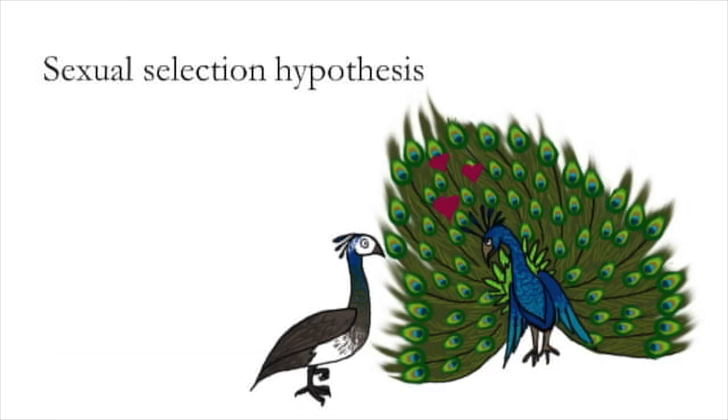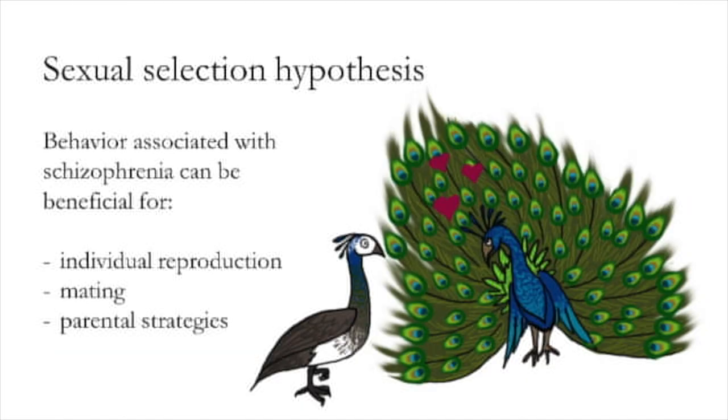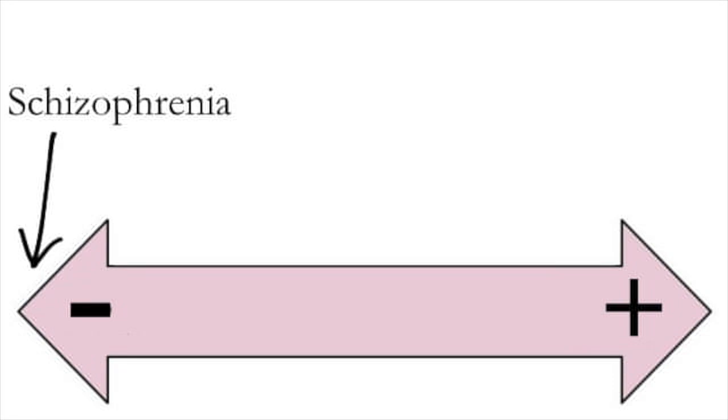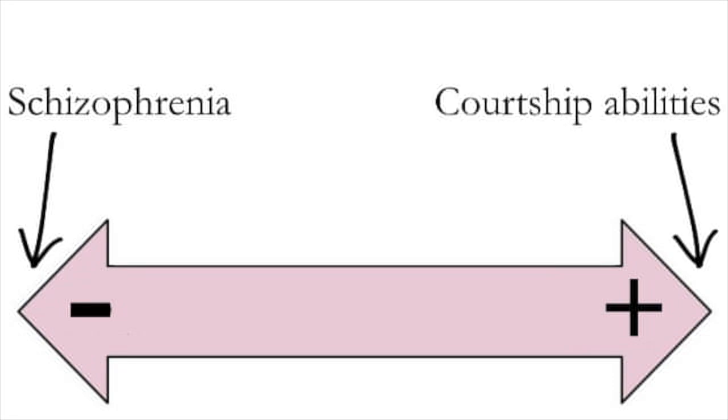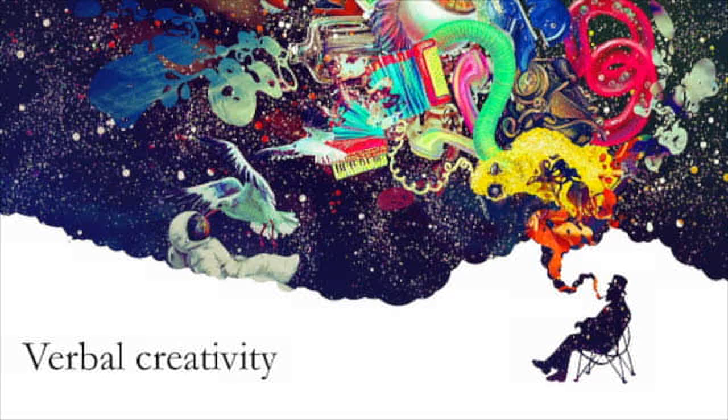The schizotypal theory fits with the sexual selection hypothesis, which suggests that the behavior associated with schizophrenia can be beneficial for individual reproductive, mating, and parental strategies. And this can help to explain why schizophrenia continues to be prevalent. It persists because it is the negative extreme end of the spectrum. So those at this negative extreme end develop schizophrenia, while those at the other end of the spectrum might develop impressive courtship abilities and achieve high reproductive success. One possibility for these courtship abilities could be verbal and artistic creativity, as well as verbal humor.